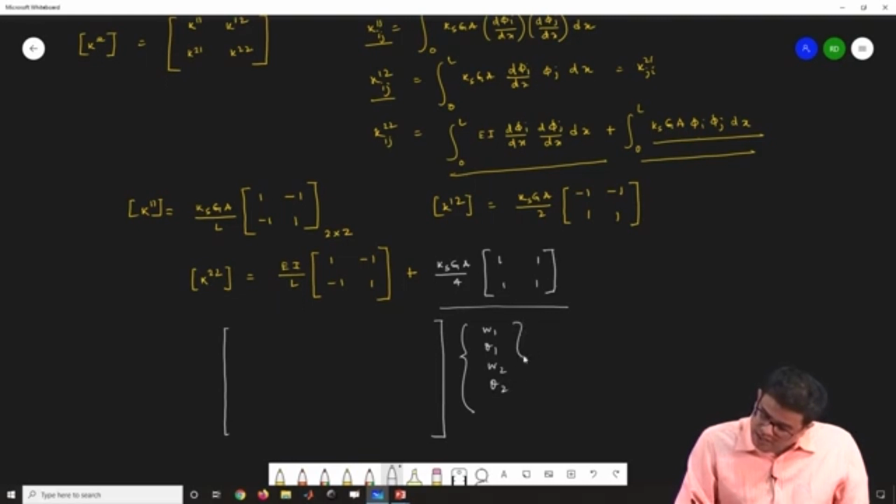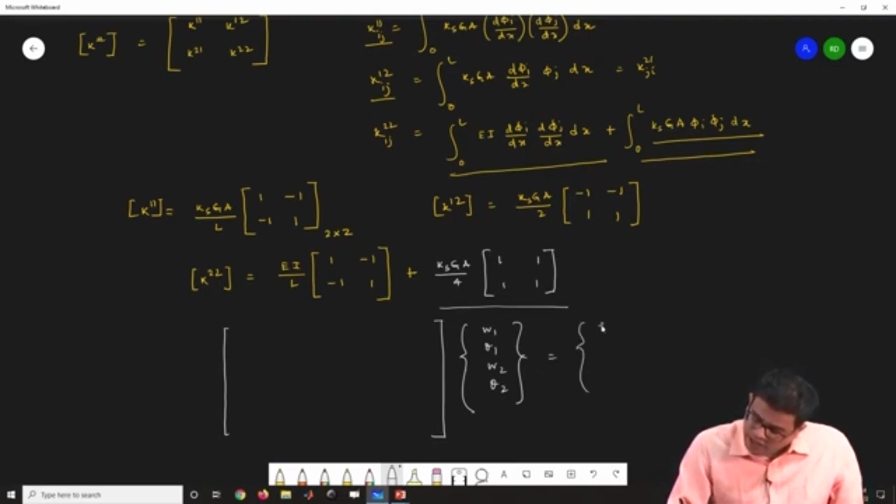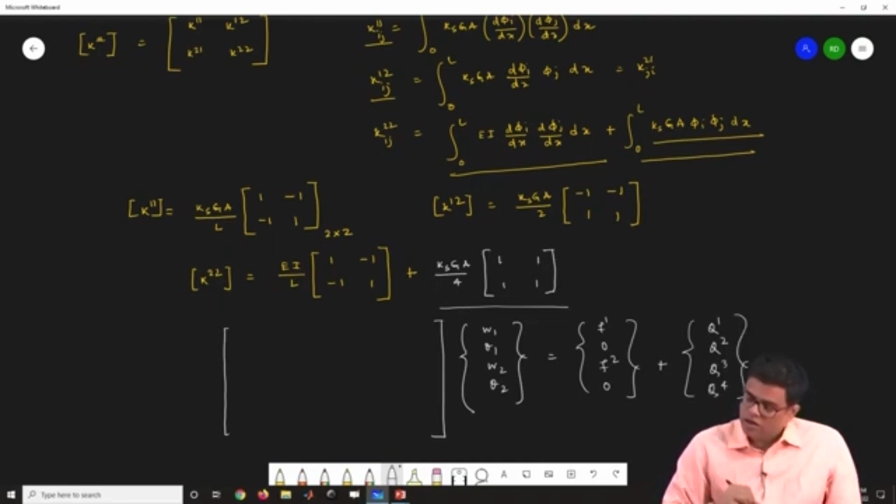So the only change is this, similar to the Euler-Bernoulli beam, we will have this. Now this will have something like F1 0, F2 0, just like what we did for the Euler-Bernoulli beam, and then we'll have this equation, that is Q1, Q2, Q3, and Q4. So this is it.